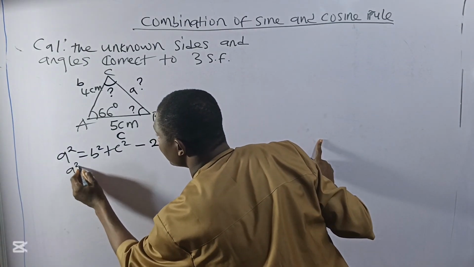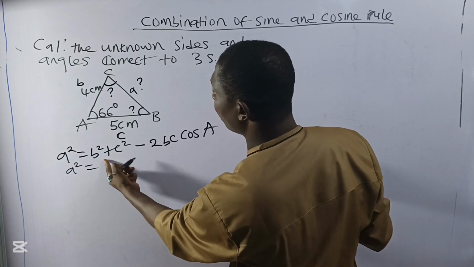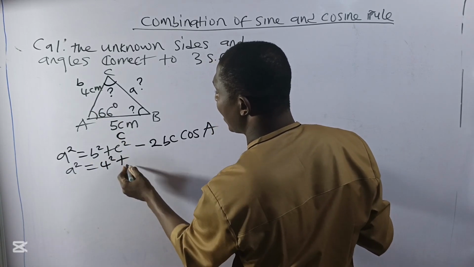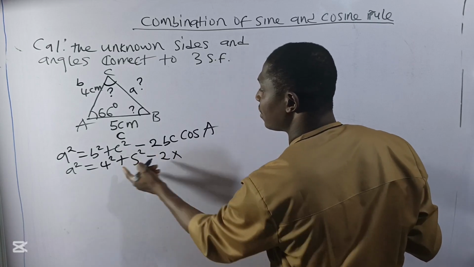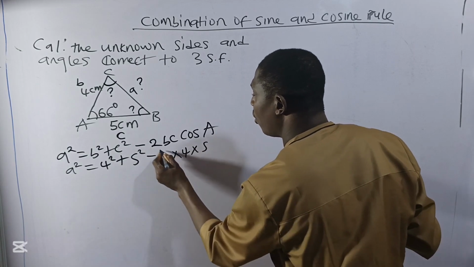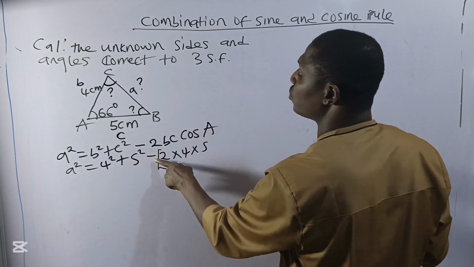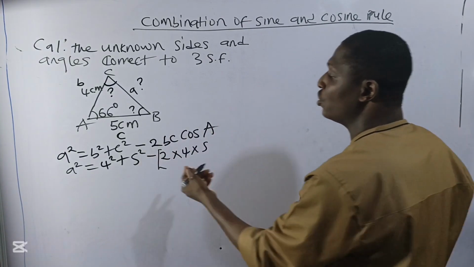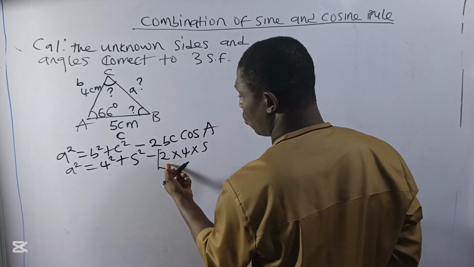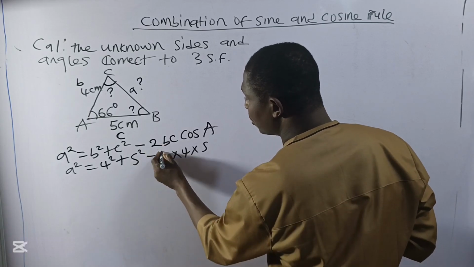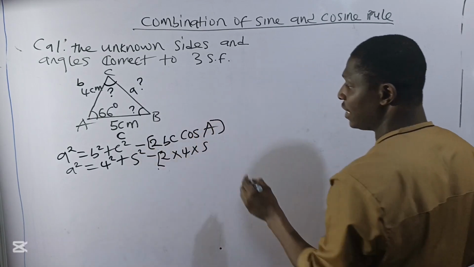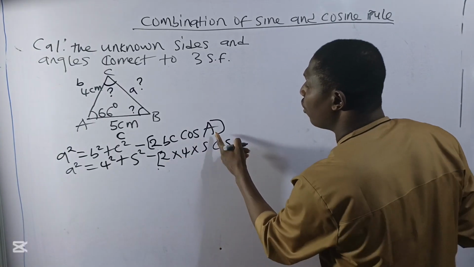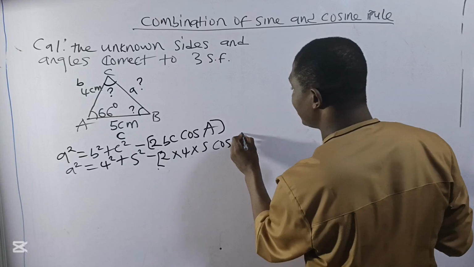Now, I have my a squared equals, what is my value of b? 4. So I have my 4 squared plus the value of c, which is 5. I have my 5 squared minus 2 times 4 times 5. Always put a close bracket here so that you can solve everything before relating with this. Otherwise you might be tempted to go and say 5 minus 2 in an examination if this bracket is not here. So please take note. So you have 2 times 4 times 5 cos. What's my angle A? My angle A is 66 degrees.